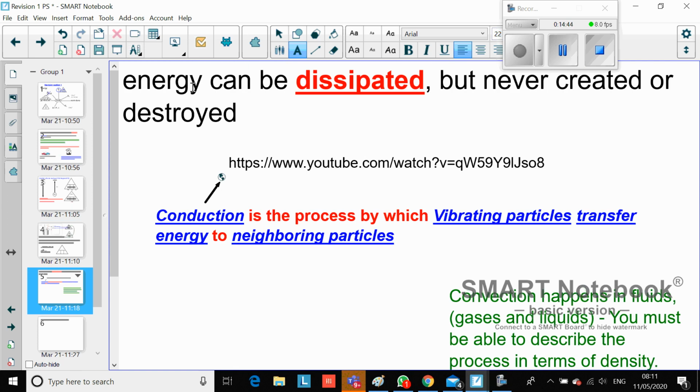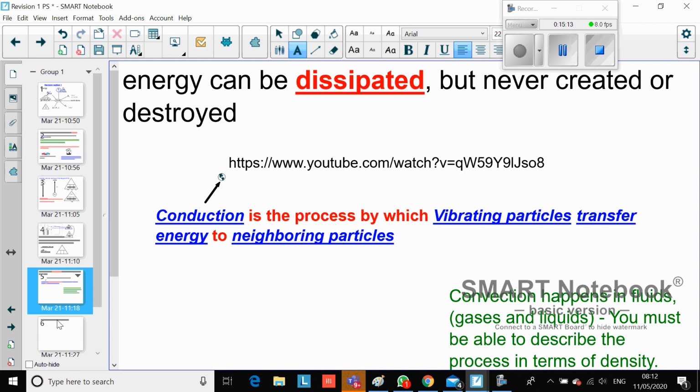Right, energy can be dissipated, but never created or destroyed. Only transferred. Now, conduction is the process by which vibrating particles transfer energy to their neighboring particles. So what happens when an object gains energy, particles gain energy, is they vibrate. And as they vibrate, they transfer that energy to the neighboring particle.